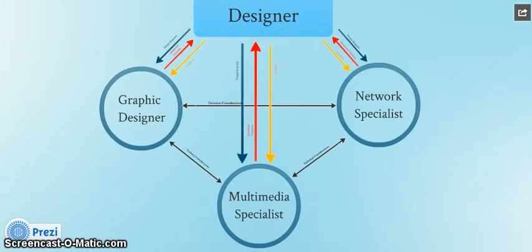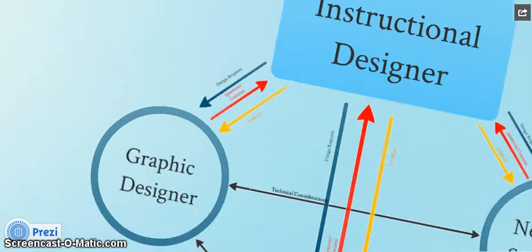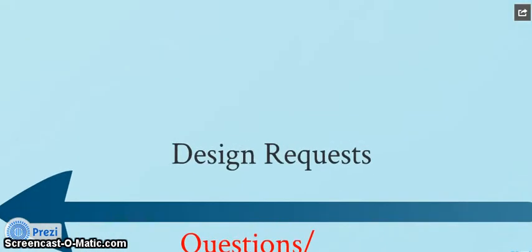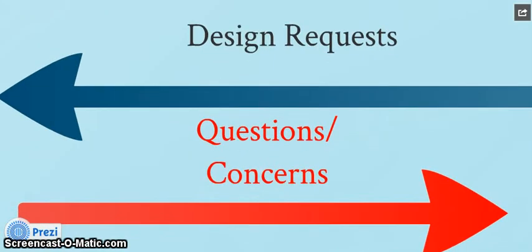And here I've included a graphic designer, a multimedia specialist, a network specialist. These are just examples. There may be more or less team members or different team members, but this is just for the purposes of explanation. So the instructional designer will communicate those design requests that were received from the faculty content experts to the appropriate design team member. And then the technical members can respond with any questions or concerns that they may have from their particular area of expertise.